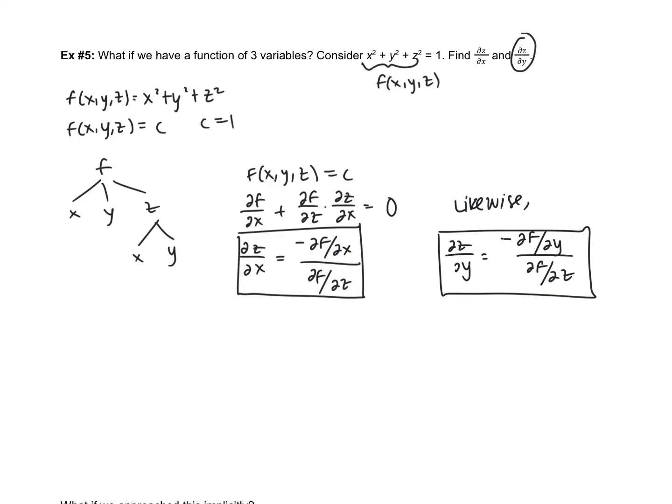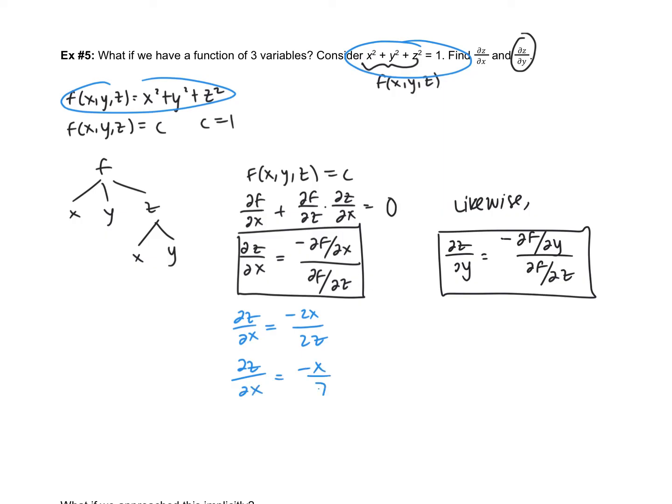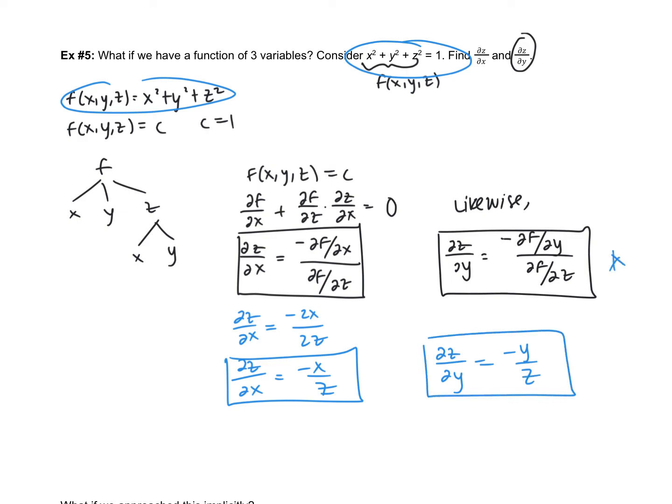But if we now go back to our original equation, which we defined our function that way, we get the partial of z with respect to x is equal to negative 2x over 2z. So the partial of z with respect to x is equal to negative x over z. Likewise, the partial of z with respect to y is equal to negative y over z. And that's just using these two formulas above.